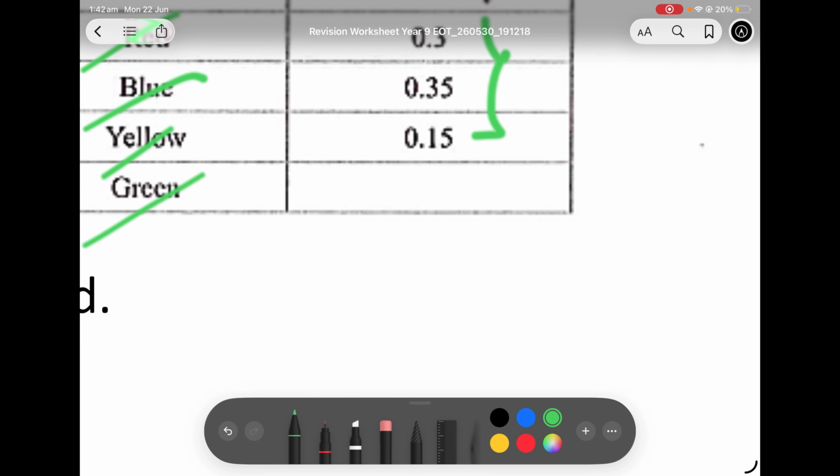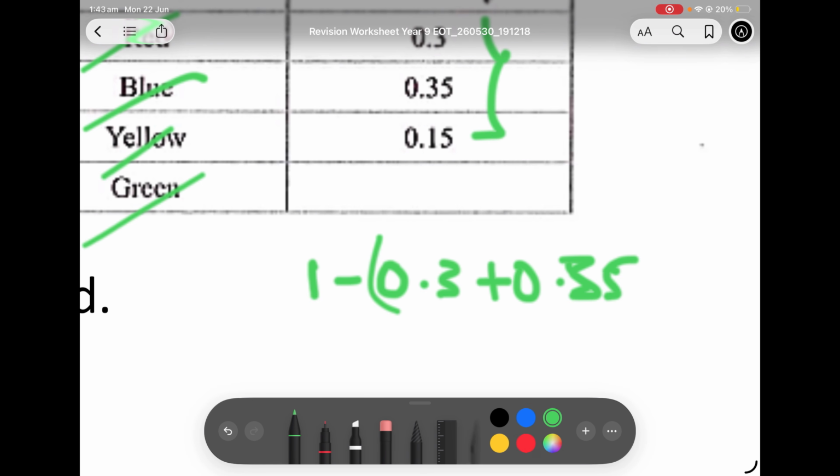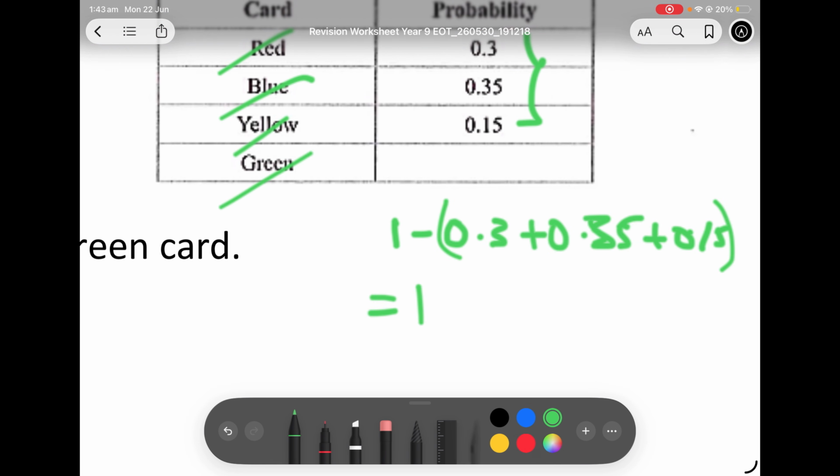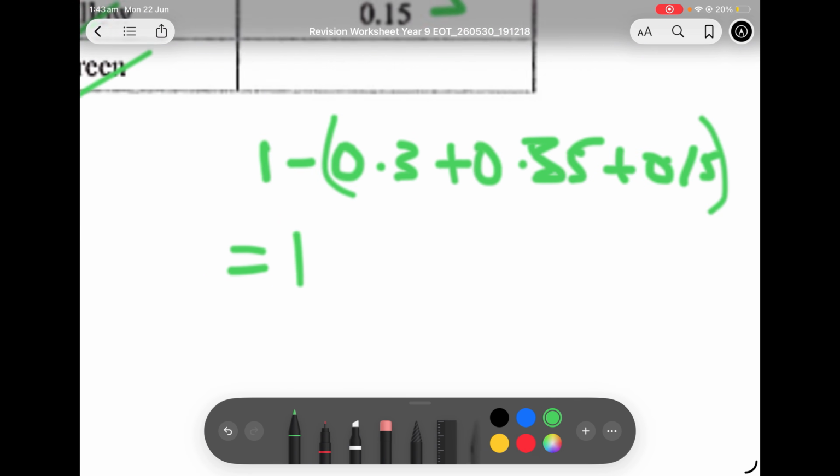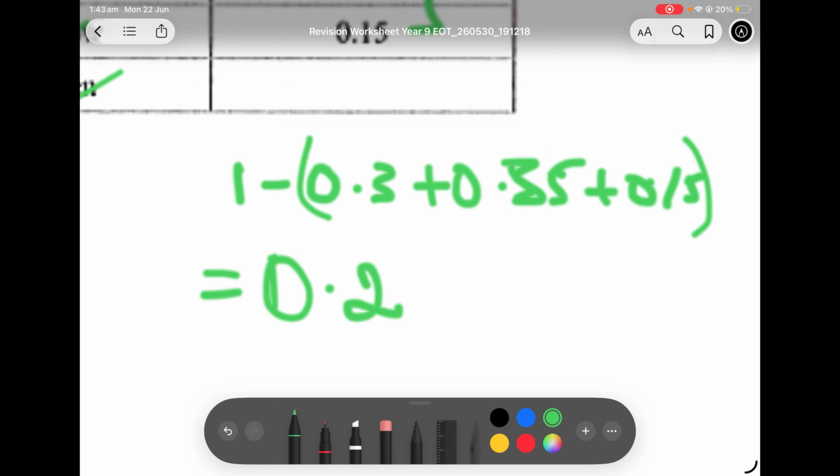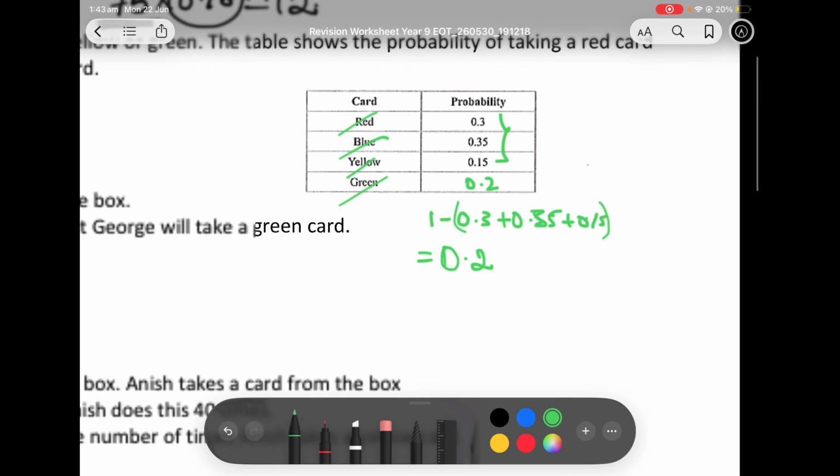So what do we do? It is 1 minus of 0.3 plus 0.35 plus 0.15. So that becomes 1 minus 0.3 minus 0.35 minus 0.15. That turns out to be 0.2 as the probability of green. So the probability of green would be 0.2.